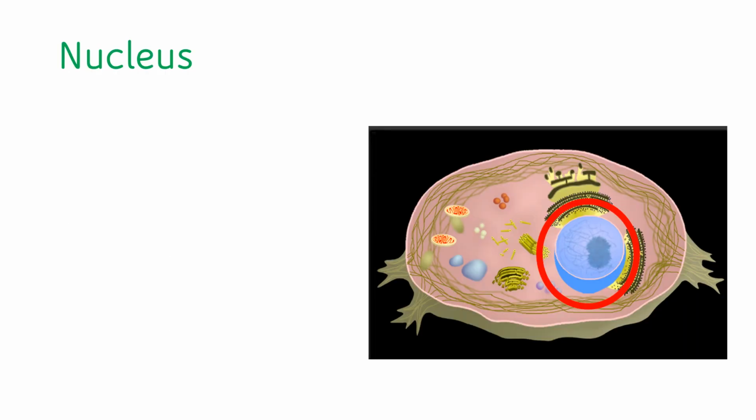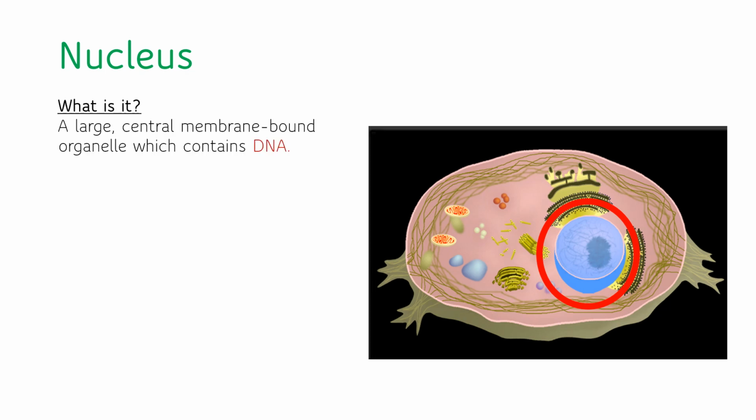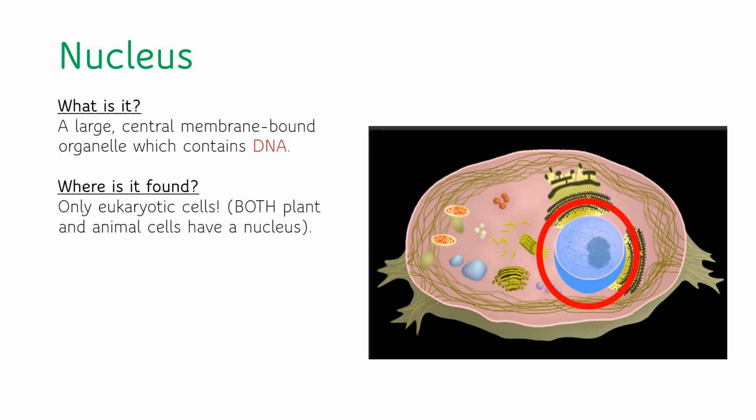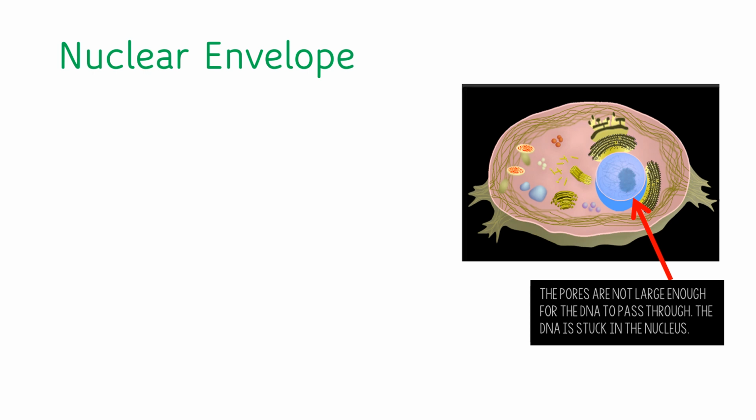Next organelle is arguably the most important organelle in a cell, so the nucleus. It is a large central membrane-bound organelle which contains all our DNA. So super important for the functioning of a cell. It's found only in eukaryotic cells, so both plant and animal cells have a nucleus, and it protects our DNA.